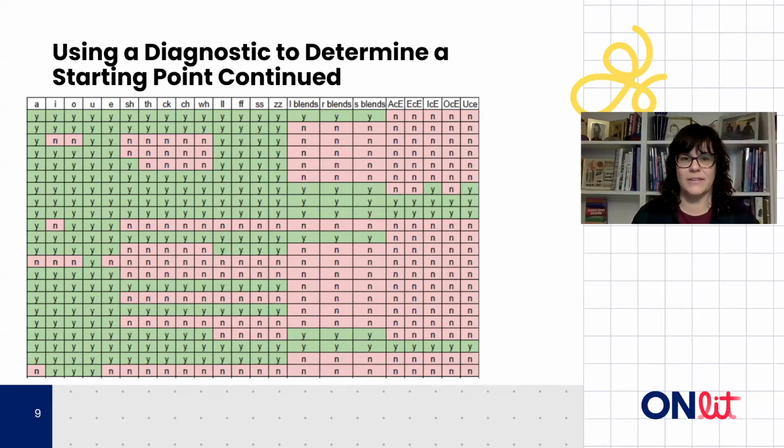So I see some people putting stuff in the chat here. So I'm just going to go ahead and look. Yep, I got that. A lot of people are seeing the L blends. Yep, digraphs, blends and magic E. Very good. Consonant clusters, yes.